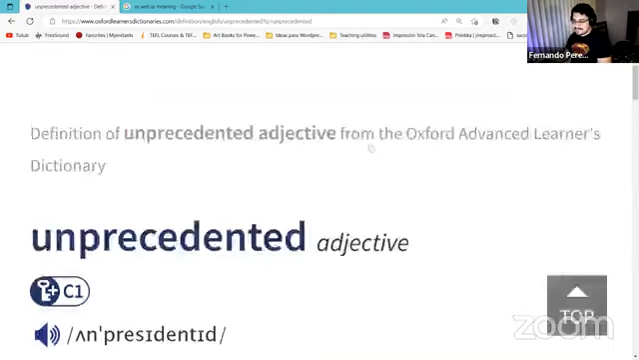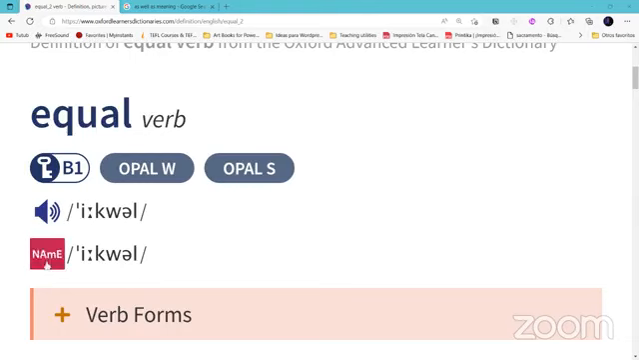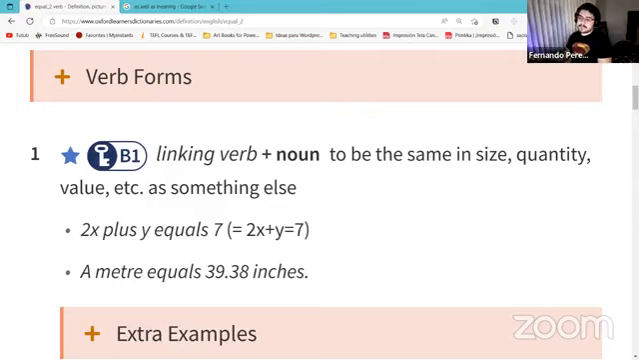We are going to go to this one, but we need the verb. Okay, pronunciation. Isaac. Equal. That's right. Equal. Linking verb plus noun: to be the same in quality, value, etc. as something else. Do you want me to read the examples? Yes, of course, so you can know how to use it.